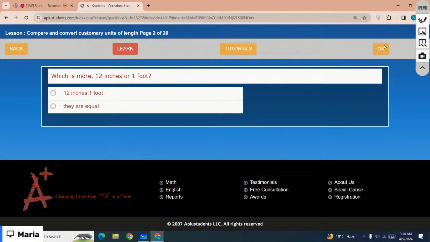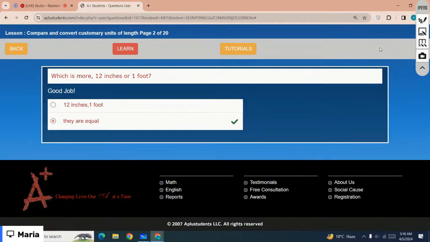Okay, which is more, 12 inches or 1 foot? Which is the correct option? 1 foot equals 12 inches, right? Very good. They both are exactly equal, because in 1 foot you have 12 inches, so they are equal.